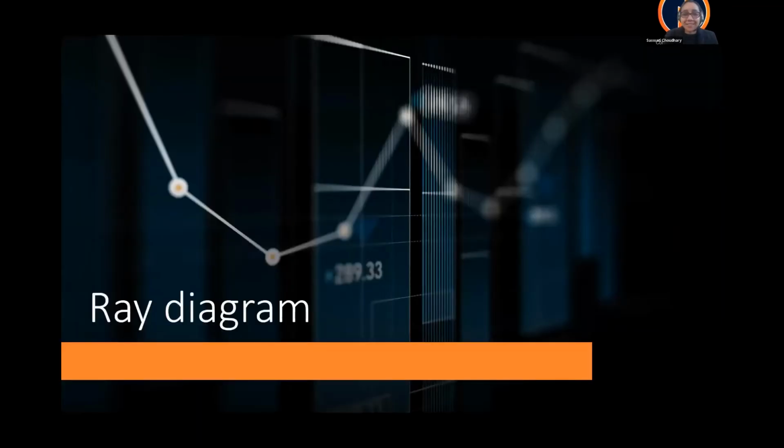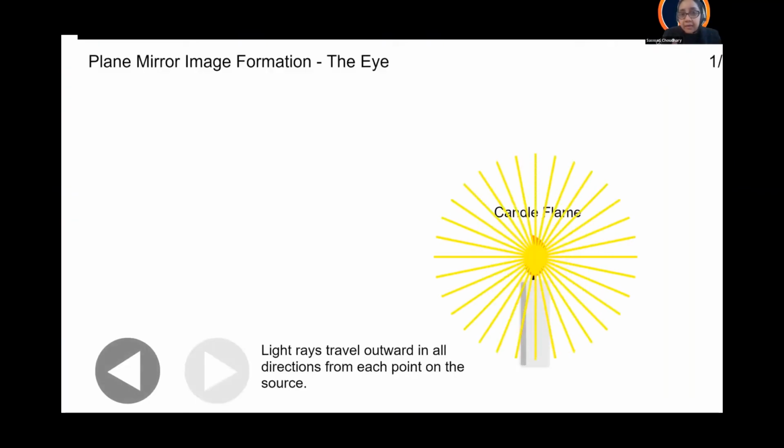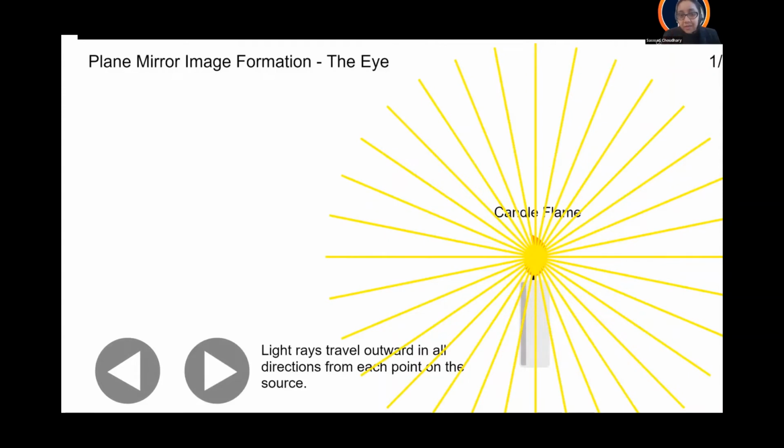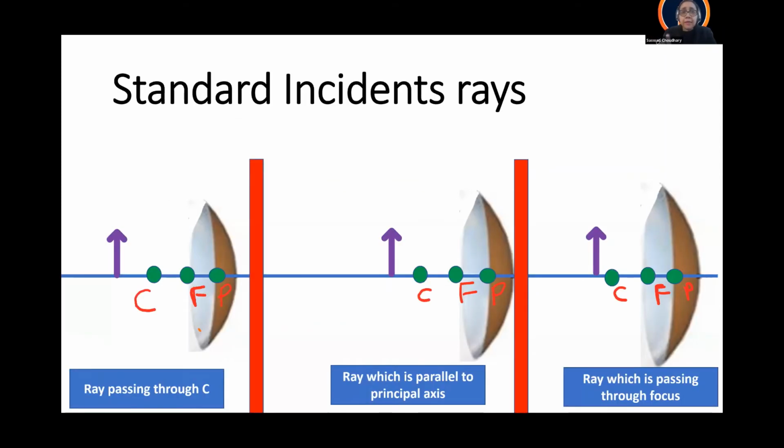Now coming to the ray diagram. You have to understand the basic characteristic of light: light travels in a straight line and there are infinite rays traveling or emitting from an object. But we will consider only two rays for the sake of convenience. Out of the infinite rays, we are not going to choose infinite rays for the ray diagram, of course, right? So we'll choose only some rays.